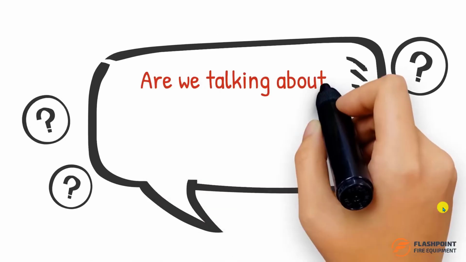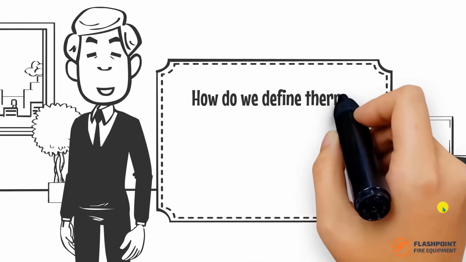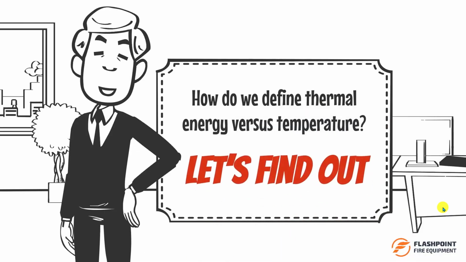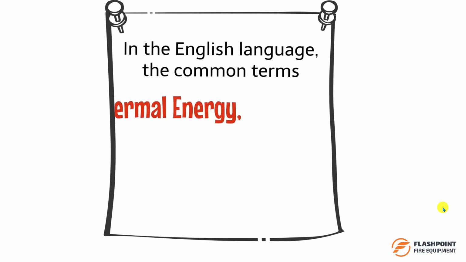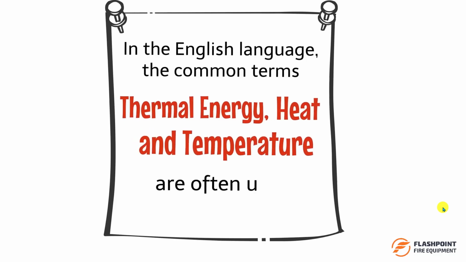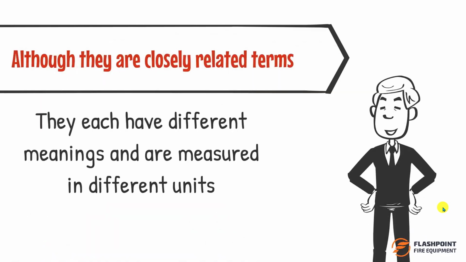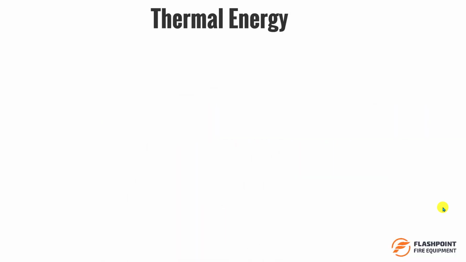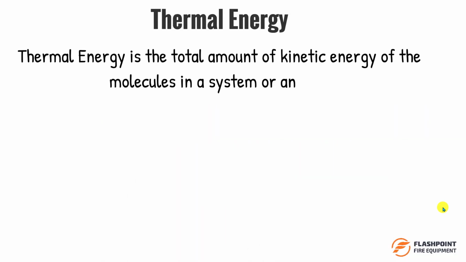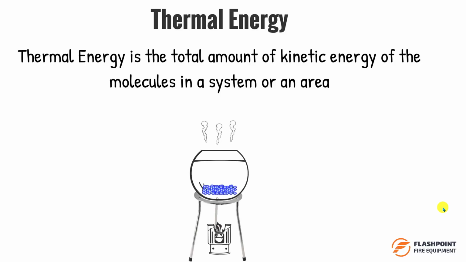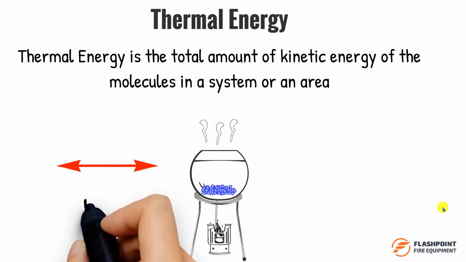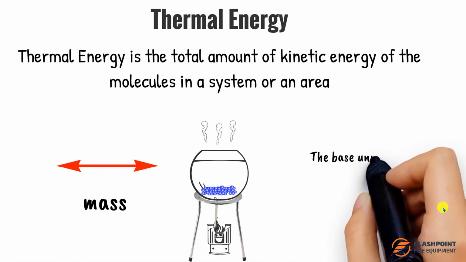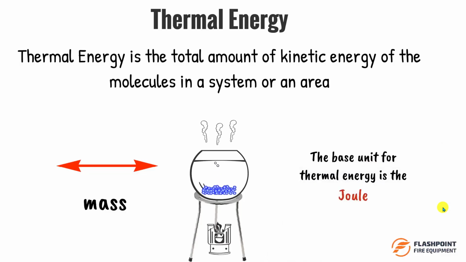Are we talking about thermal energy or temperature? How do we define thermal energy versus temperature? Let's find out. In the English language, the common terms thermal energy, heat, and temperature are often used interchangeably. Although they are closely related terms, they each have different meanings and are measured in different units. What are those differences? Thermal energy is the total amount of kinetic energy of the molecules in a system or an area. Being the total amount of energy in the system or area, thermal energy is impacted by size and mass. The base unit for thermal energy is the joule.